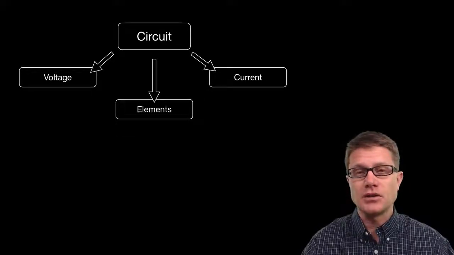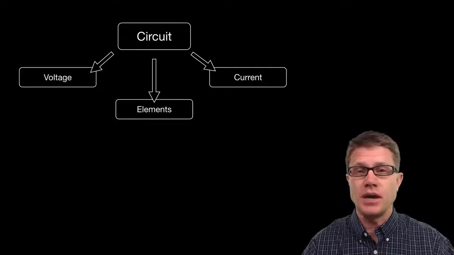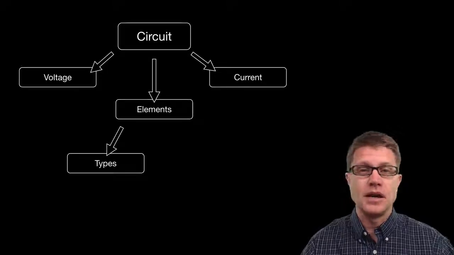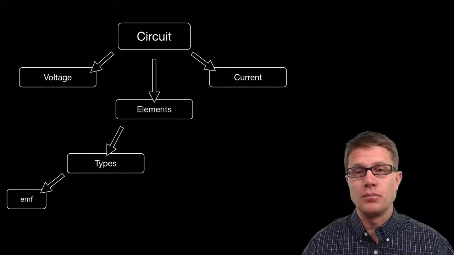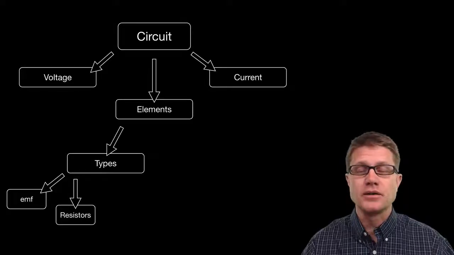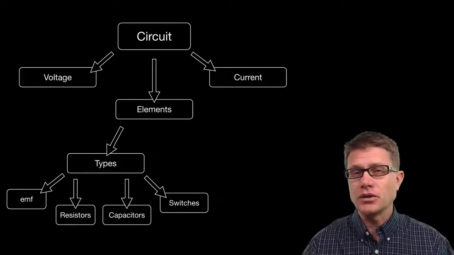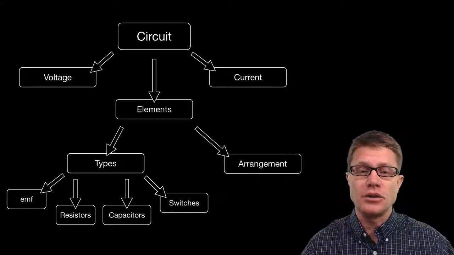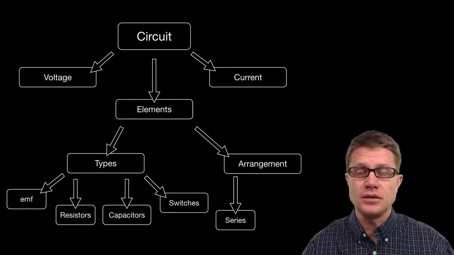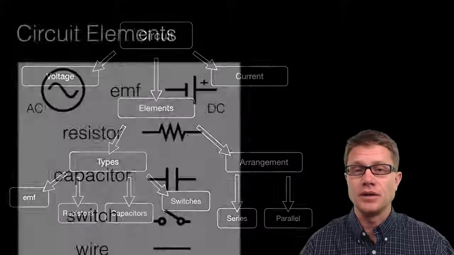You should also be able to understand how different elements in a circuit behave. The four elements in AP Physics you should understand are the electromotive force, like the battery, the resistors, the capacitors, and finally the switches. You also should understand how these elements are hooked together. Are they hooked together in series, or are they hooked together in a parallel circuit?